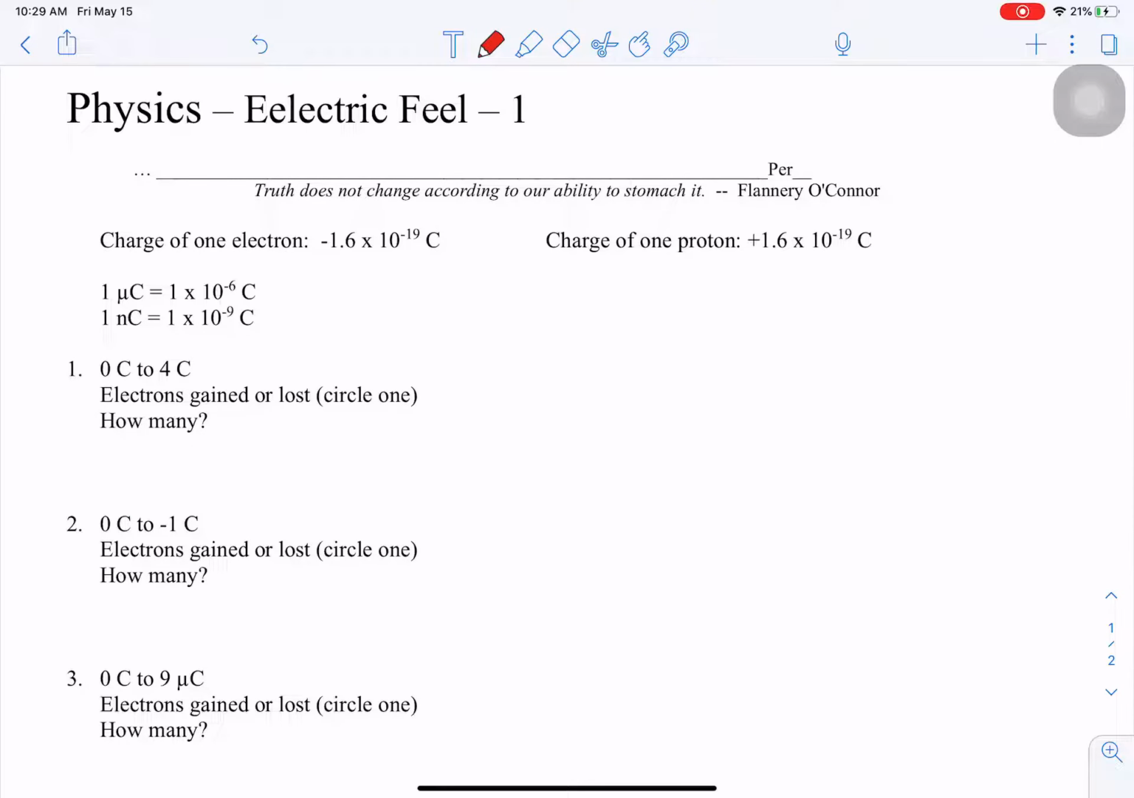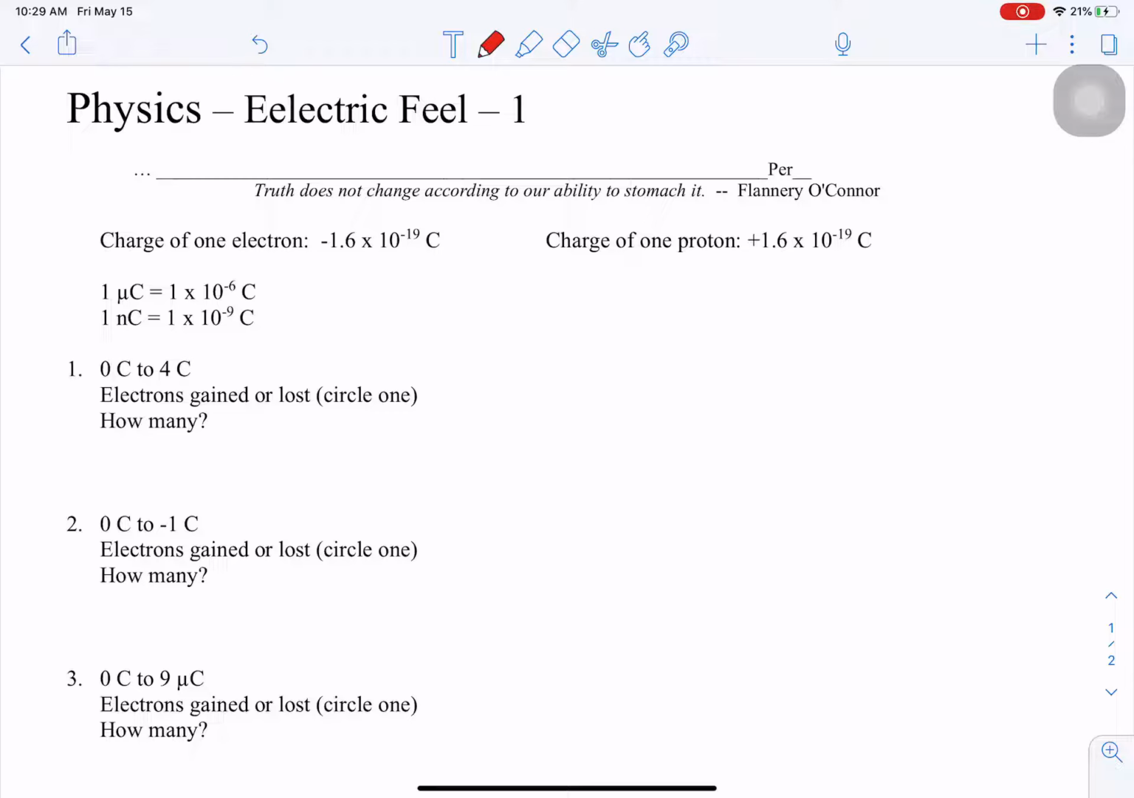Hey guys, I'm going to cover the electric field worksheet, or at least a few of these problems, so you get a hang of it. The whole point of this is to further analyze charged objects. We know if an object is negatively charged, it has a surplus of electrons. If it's positively charged, it has a deficiency. It's all about the electrons.